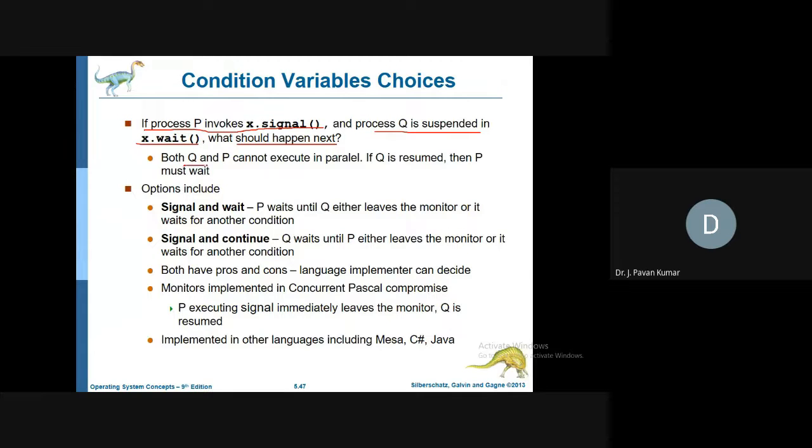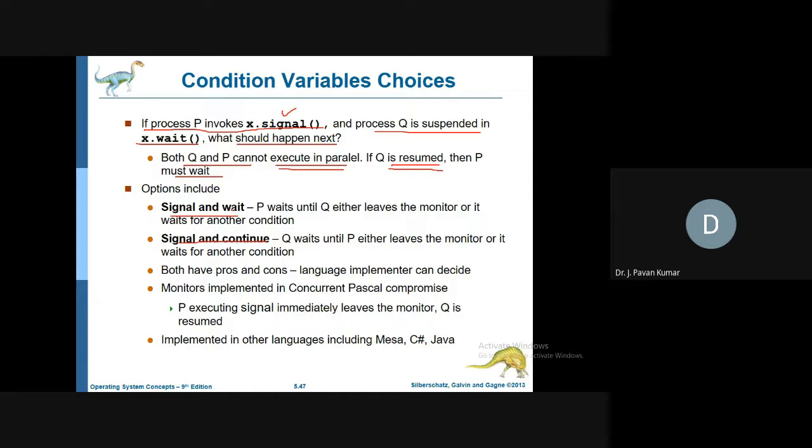So both Q and P can enter, but in general that is not allowed, isn't it? Both Q and P can enter, but that is not allowed according to mutual exclusion. So whenever Q is resumed, then P must wait. While waiting, whenever it has given the signal, we have two options. One is signal and wait, another one is signal and continue.